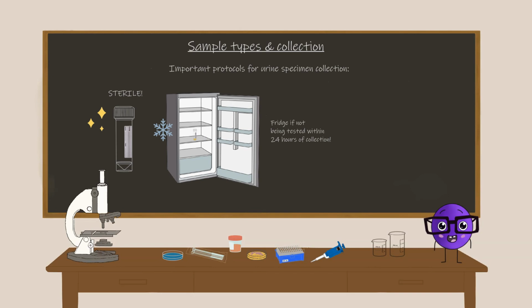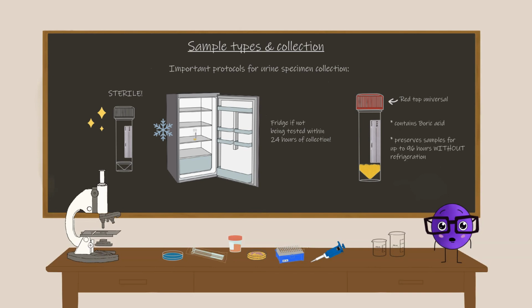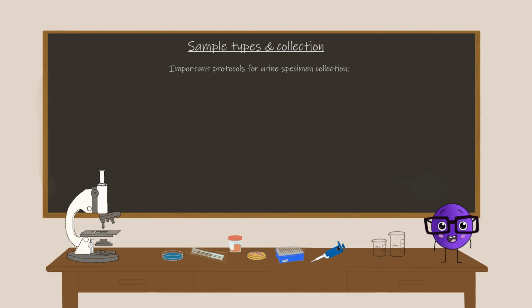To bypass this problem, the clinician may provide the patient with a red top universal bottle containing boric acid. Boric acid is used as a preservative by preventing overgrowth of bacteria. Using this allows for sample preservation for up to 96 hours when refrigeration may not be possible prior to testing. Sample volume collection is also an important aspect for testing. Between 20 to 30 ml is the recommended volume of urine to provide for optimal results.